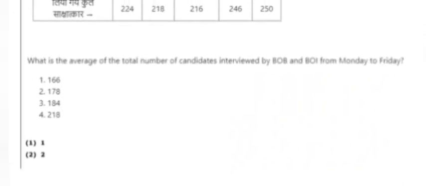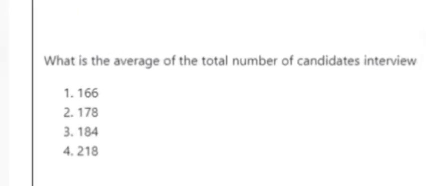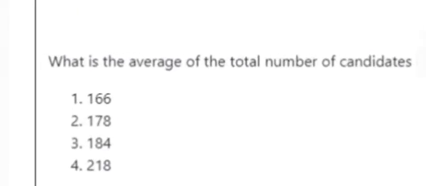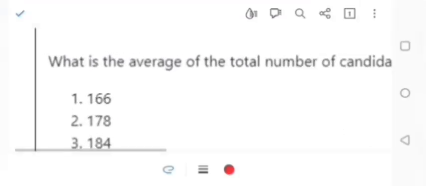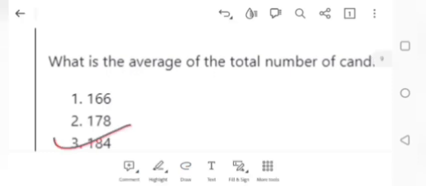Then number 5, it says, what is the average of the total number of candidates interviewed by BOB and BOI from Monday to Friday? 166, 178, 184, 218. It will be number 3, 184.